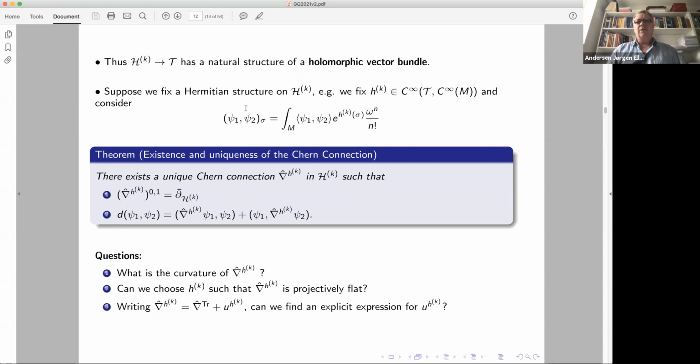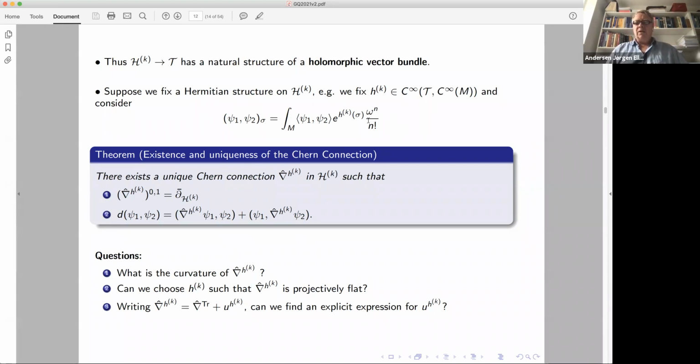So let's assume now that what we really focus in on first is Hermitian structures. And one way to get Hermitian structures in these bundles is to fix a smooth function parameterized by T, but with values in smooth functions on M. And then you can consider the following kind of Hermitian structure in the bundle. The inner product of two holomorphic sections is the pointwise inner product. Then you multiply e to that function to the Liouville form, and you integrate over M.